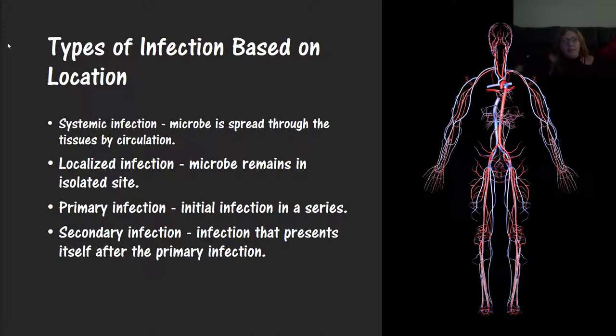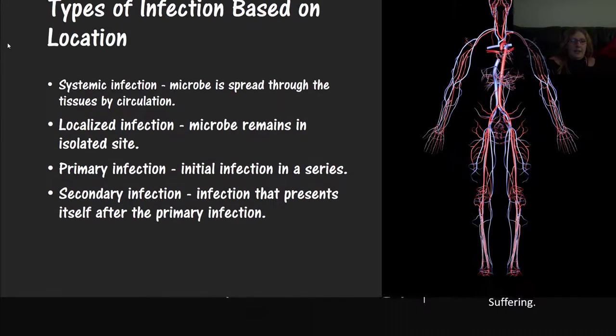We also have infections that happen in sequences. So if you have more than one site of infection, you'll have a primary infection, and a primary infection will end up causing at a later time a secondary infection. For example, the HPV virus can lead later on to cancer. We have HIV, which later on will lead to the secondary infection of AIDS, and there are a multitude of other examples of that. So that would be primary and secondary infections.